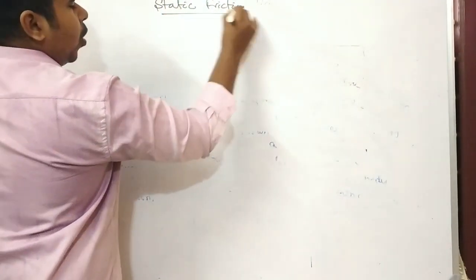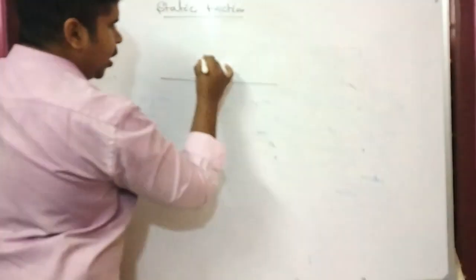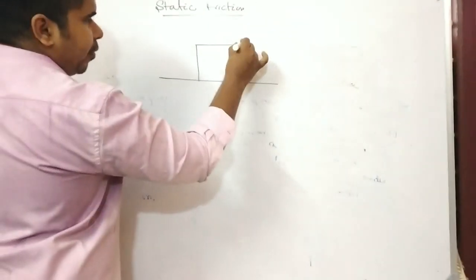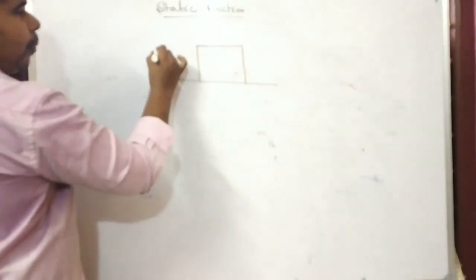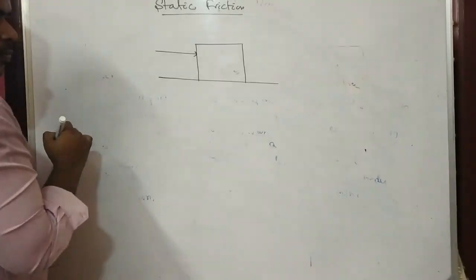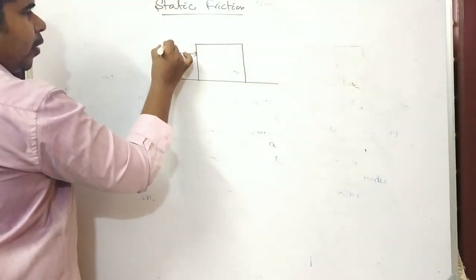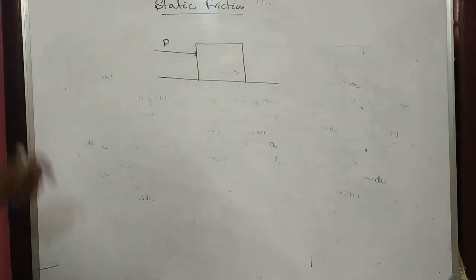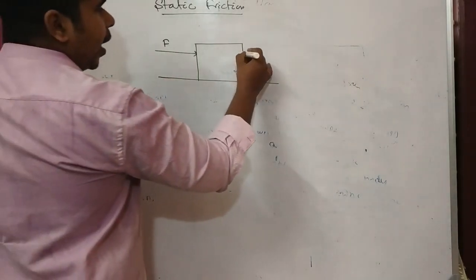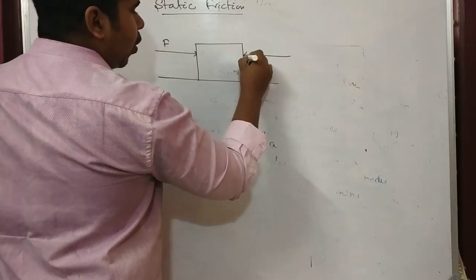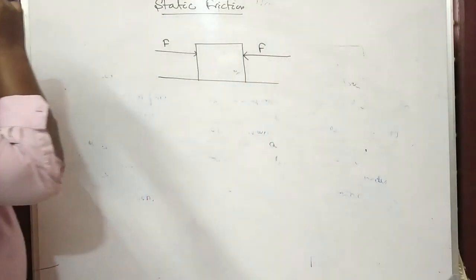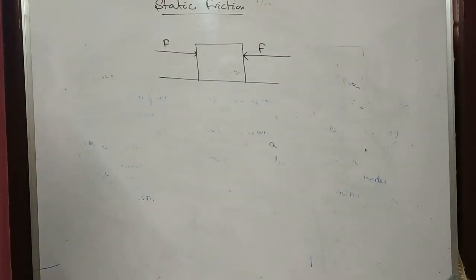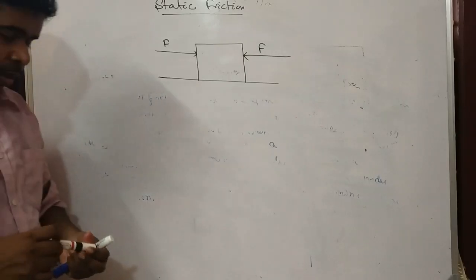See, we have learned one thing, that if an object is kept over a surface and you are applying a force on it. Okay, assume you are applying a force F on that body. Assume from the opposite side the same amount of force is applied on the same object. Then what will happen? Simple thing.